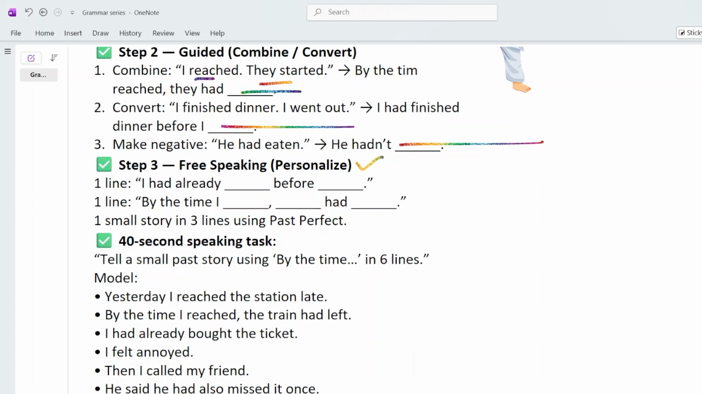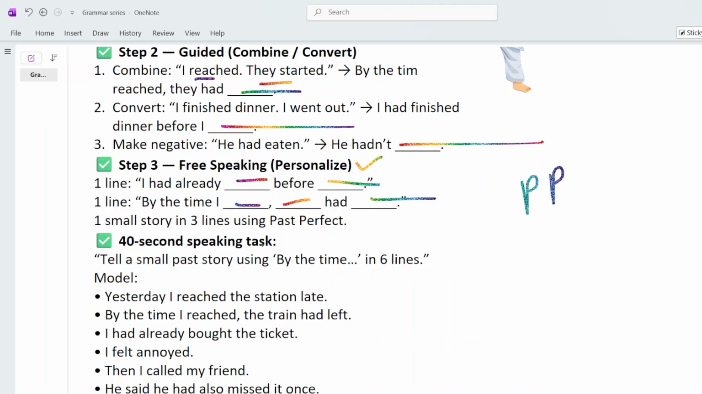I want you to talk about one thing that you really did in the past, which is in connection to your life. But keep in mind that you have to use past perfect tense only when you're talking about this. One line: I had already dash before dash. By the time I dash, okay, fill up all these sentences and try to make your own. Pause the video and do that.